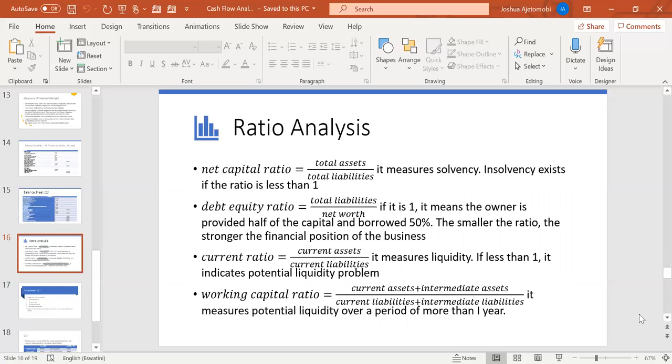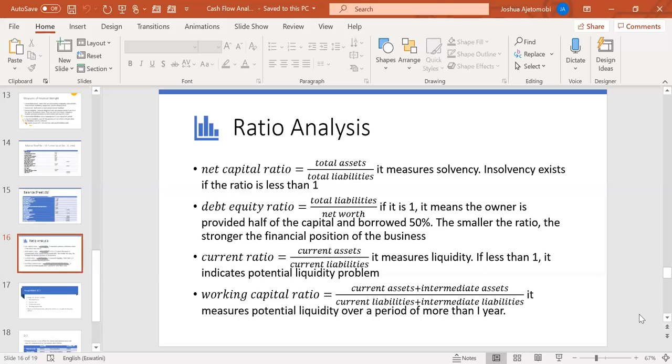Then we have debt equity ratio, that is your total liability over your net worth. If it is one, it means the owner is providing half of the capital and borrowing 50% of the capital. So the smaller the ratio, the stronger the financial position. Because if it's very strong, it means your total liability is less than your net worth.